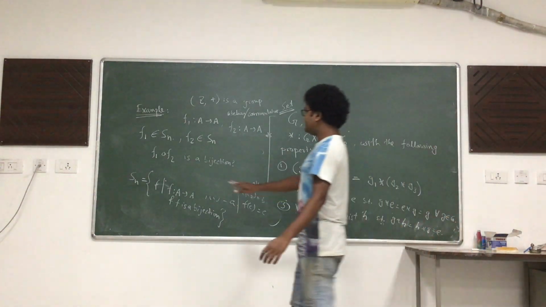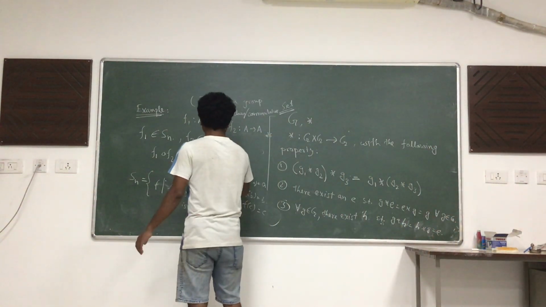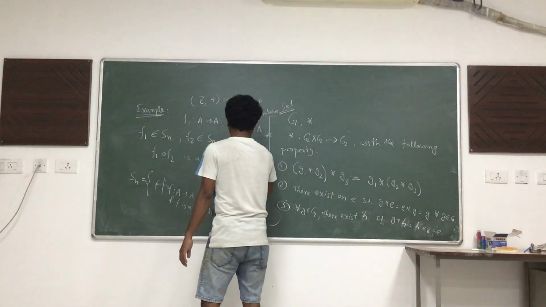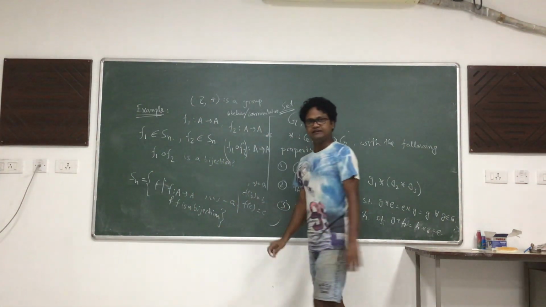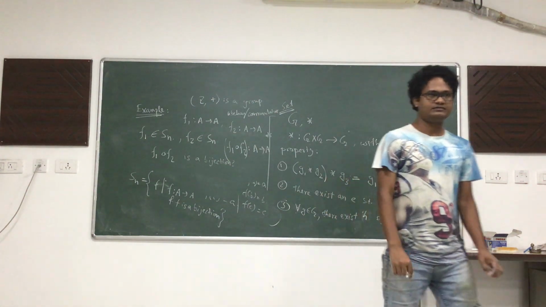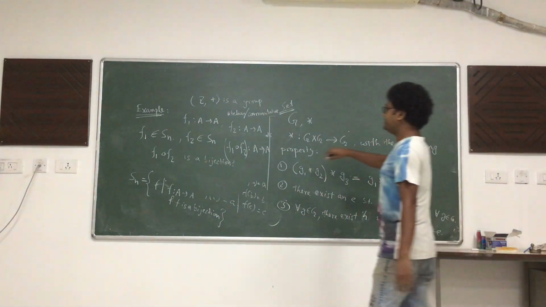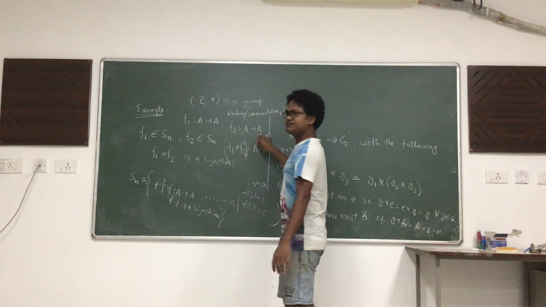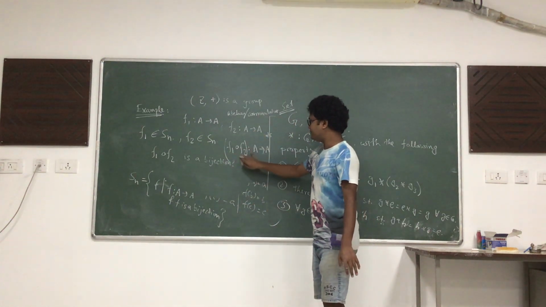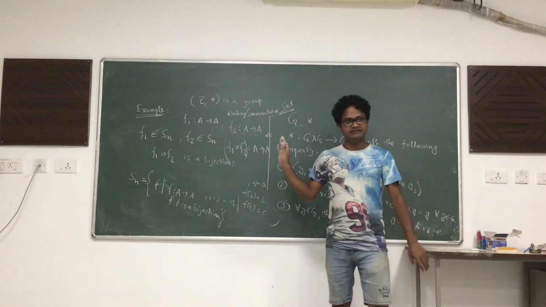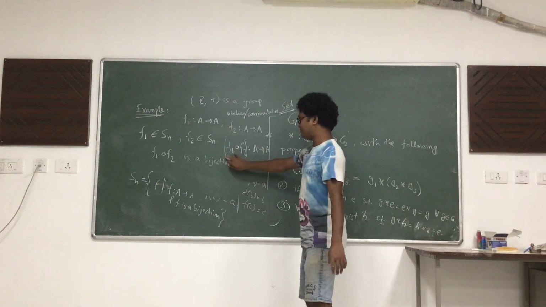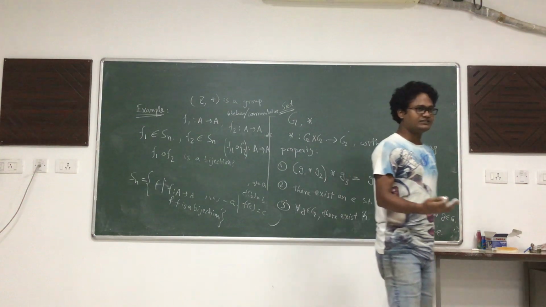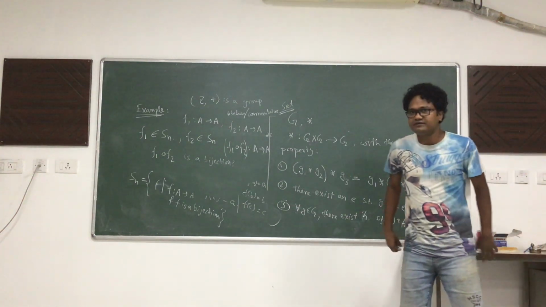So this is clear, right? F1 compose F2 is a mapping from A to A. That part is clear, that we already discussed, A to B, B to C. So this is a mapping from A to A. Now whether we can call it a bijective mapping or not.